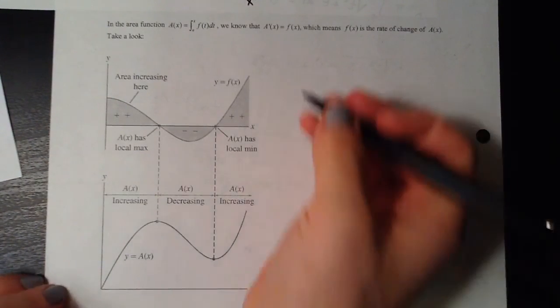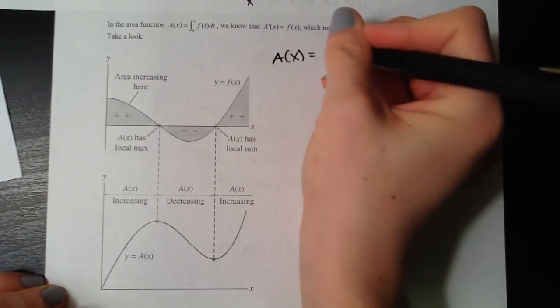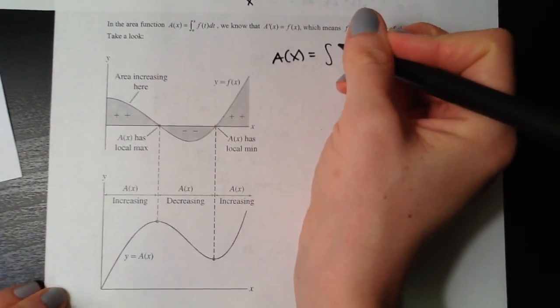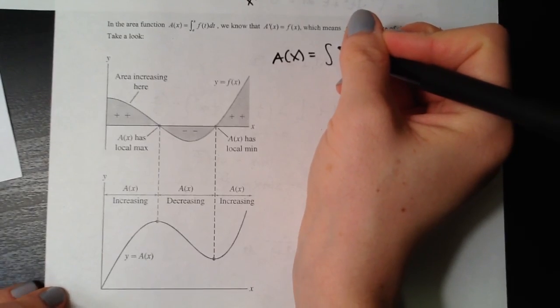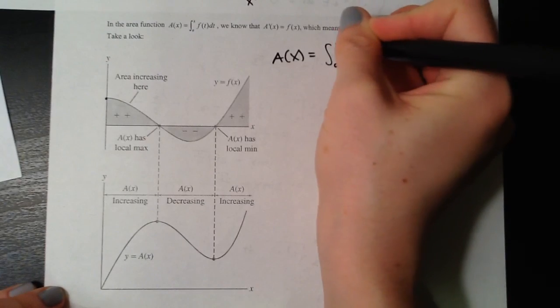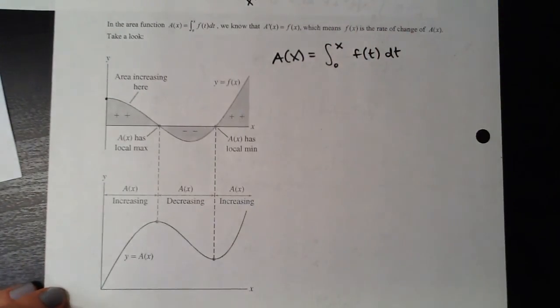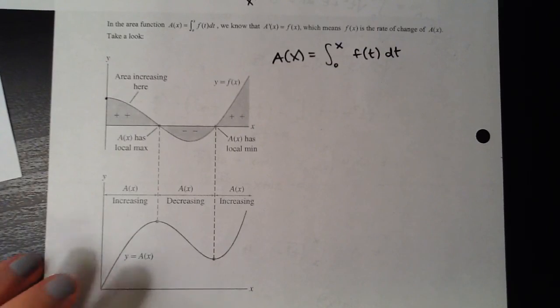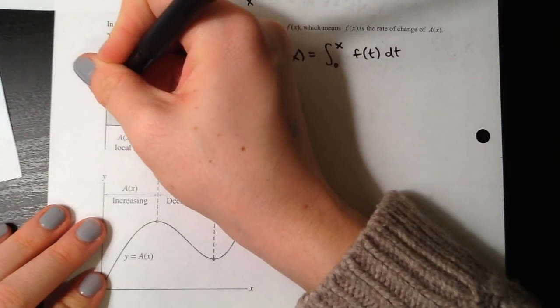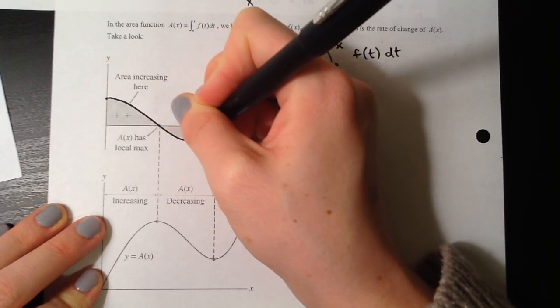All right, so I want to write, just so we remember what A of x represents, A of x is the integral from 0 to x. Let's say with this one, since we're looking at this picture, it appears to be starting at 0. So let's make things more specific. Okay, so this curve right here, this is our function f of x.